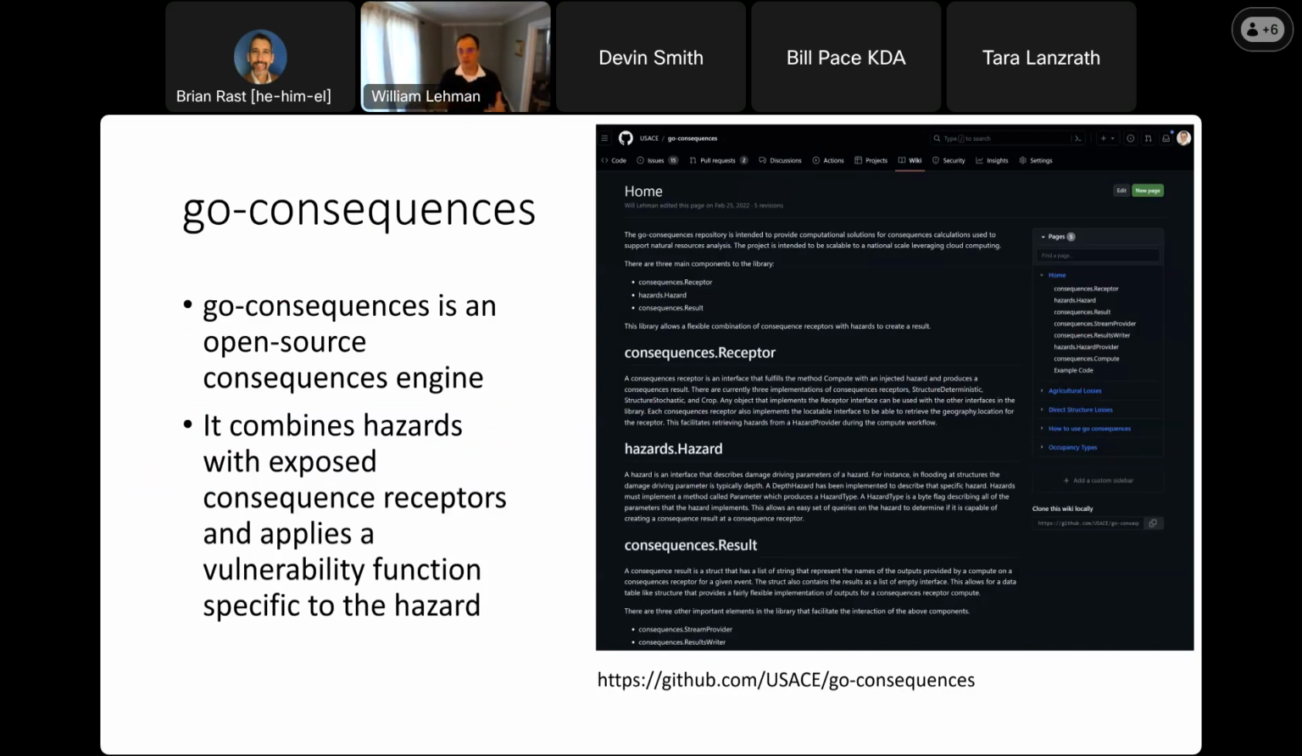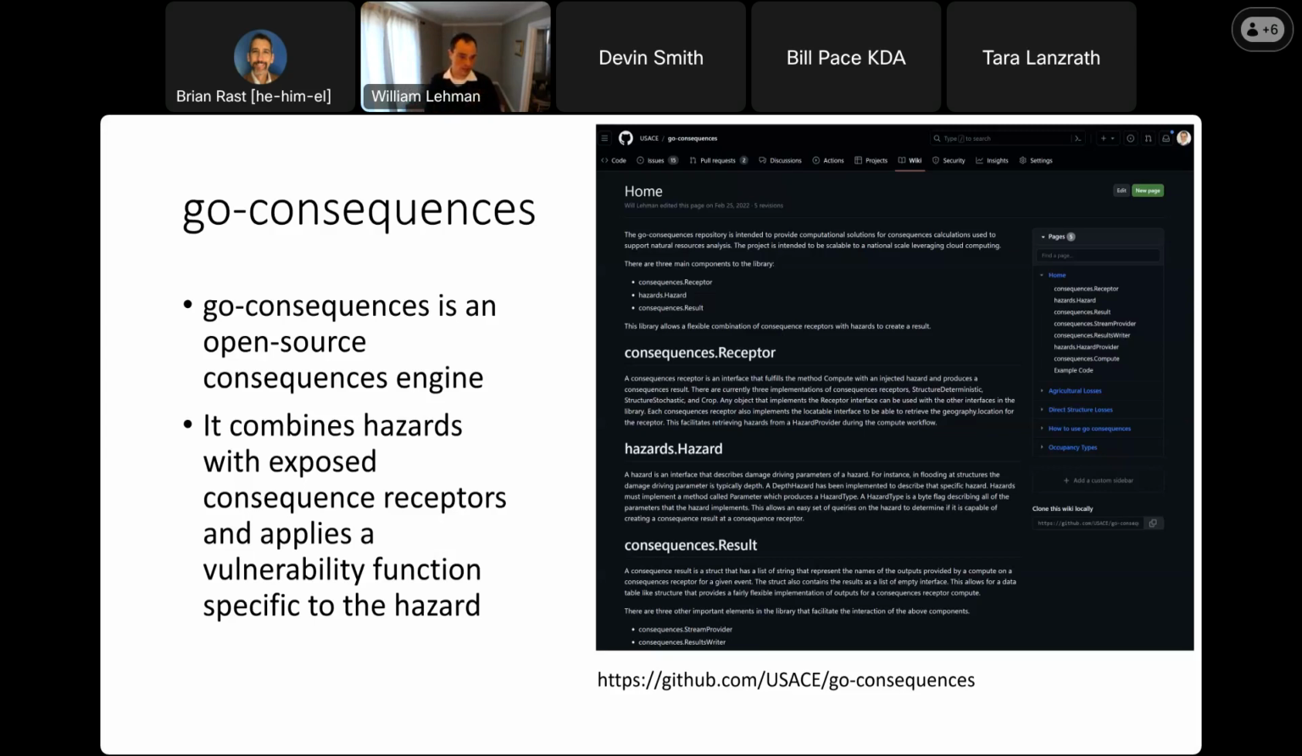And for this particular project, we propose that we use Go Consequences, which is an open consequences engine that is written in the language Go. It's designed to work in the cloud. It's designed to scale to very large scale. But what it does is it combines some sort of hazard, in our case flood, through the vehicle of a depth grid.